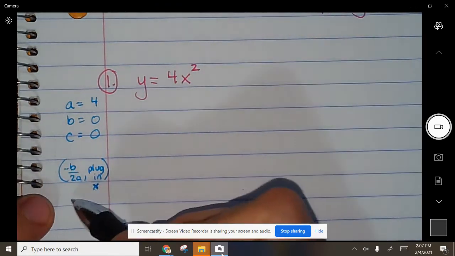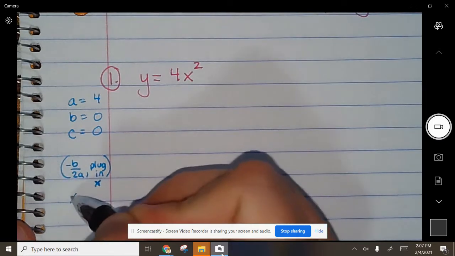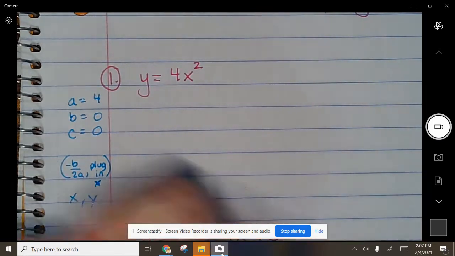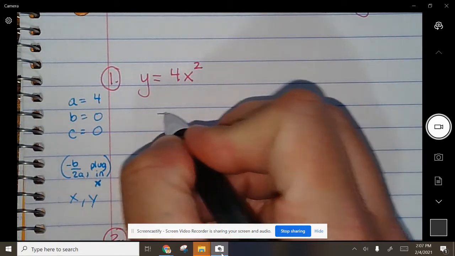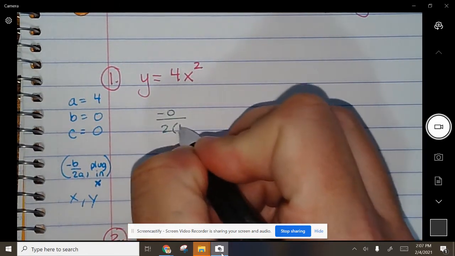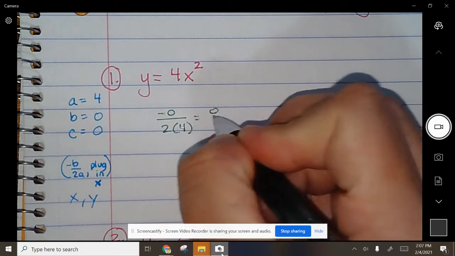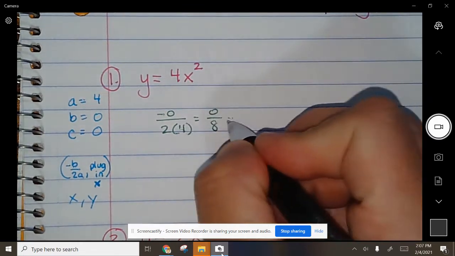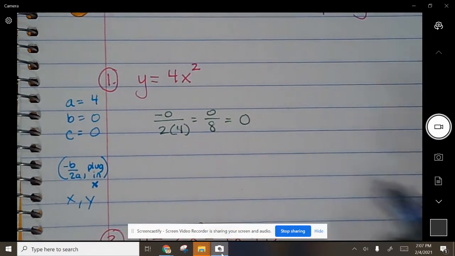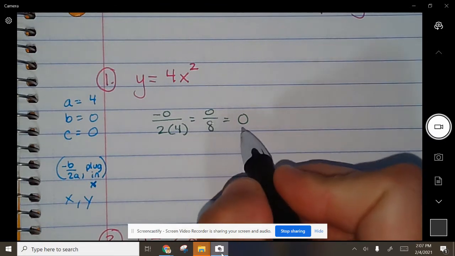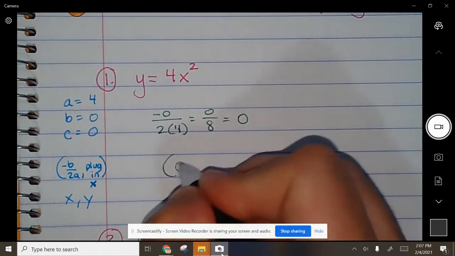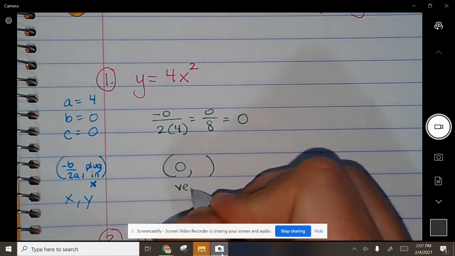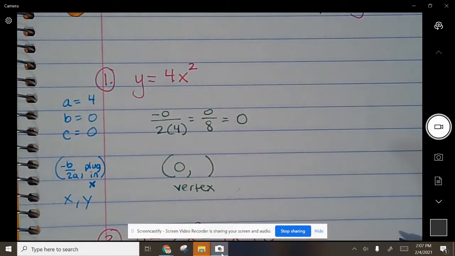So let's first find the X value. Again, this is X and Y. I know it looks kind of confusing, but X there. Negative B over 2A. Negative B over 2A. 0 over 8, which equals 0. Anytime 0 is your numerator, the answer will be 0, okay? Now, if the X value of my vertex is 0, let's figure out the Y value.